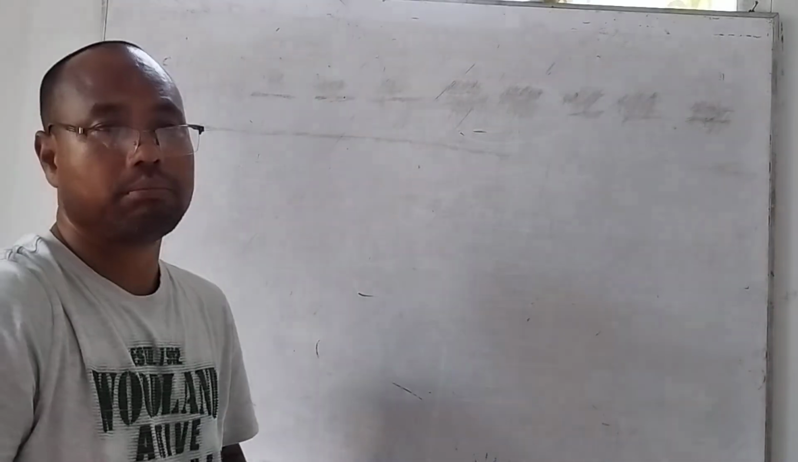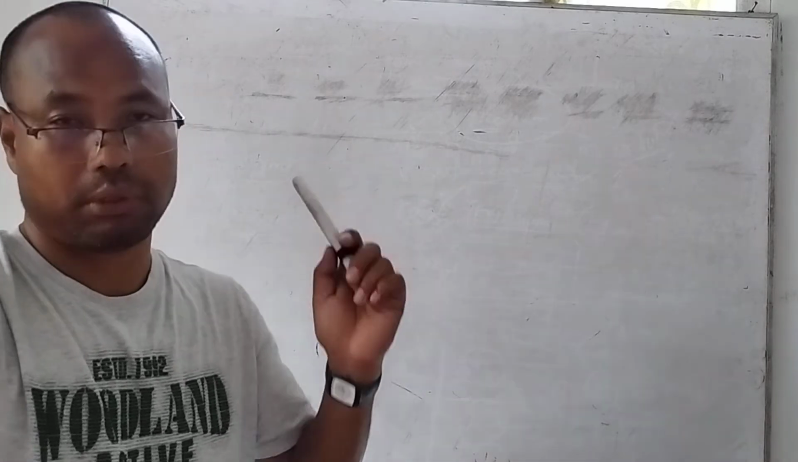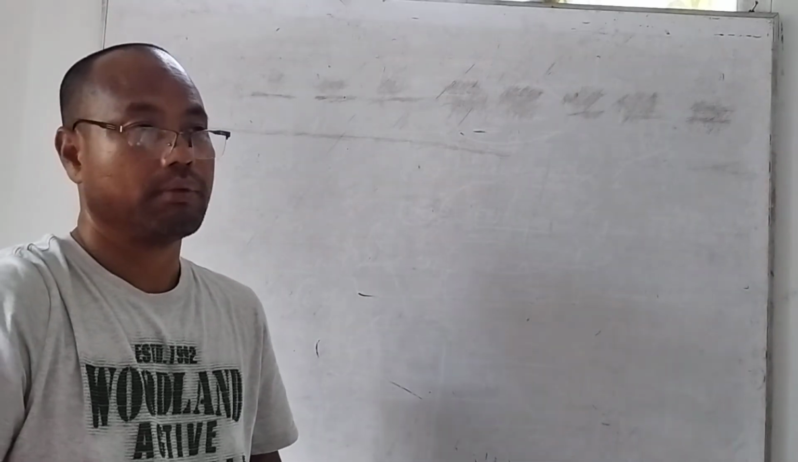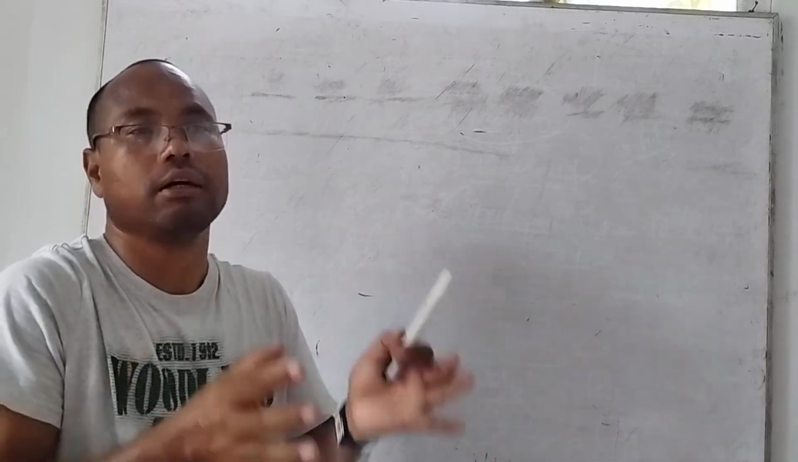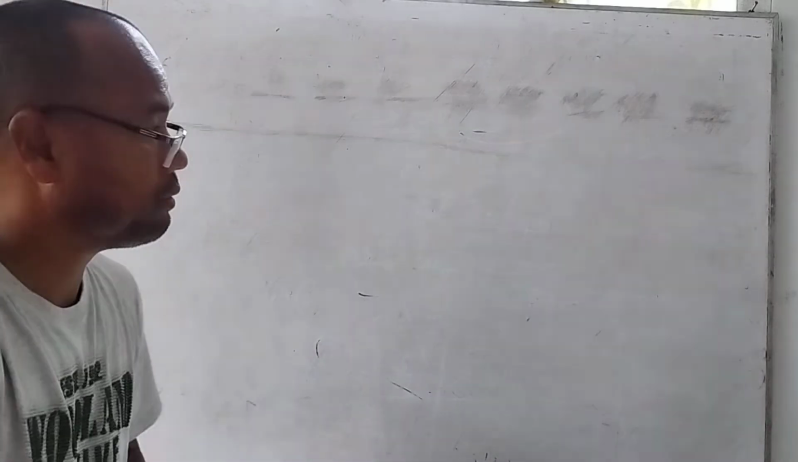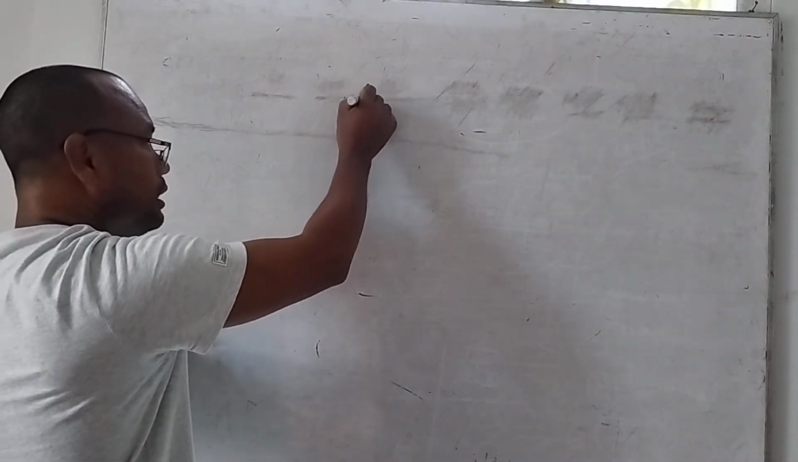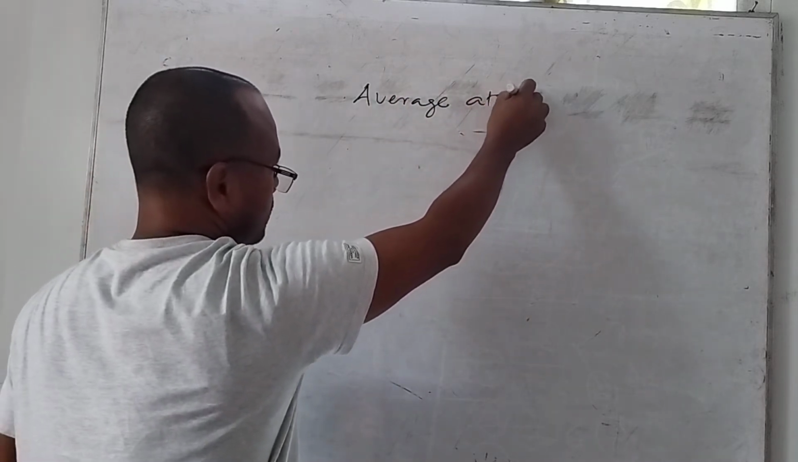Now, as I said before, one element should have one atomic mass. But since they have different atoms, how could we find a single atomic mass? That is very important. What we calculate is the average atomic mass.